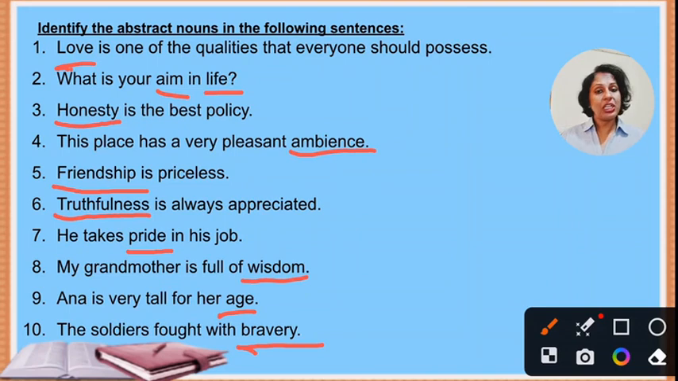Did you all get all the 10 correct? If yes, very good. Well done, my dear learners. If you did not, kindly go back and watch the video. Look at the explanation here. Listen to the explanation carefully and then try to solve these sentences. And I'm sure you should be able to get the idea correctly.